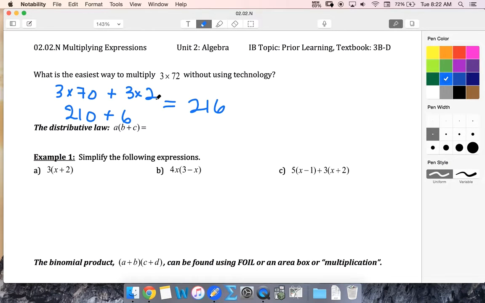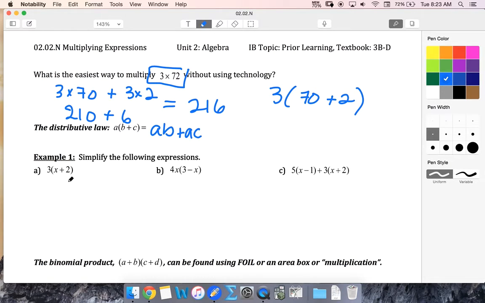So really what I've just done is I've taken this 3 times 72 and made it the same as 3 times 70 plus 2, which was then 3 times 70 plus 3 times 2. That's the distributive law. So the distributive law says I take this A and I multiply it by both B and C, and then find the sum of those products, to use our math words. So that's going to be AB plus AC.